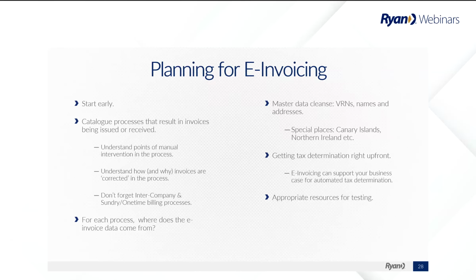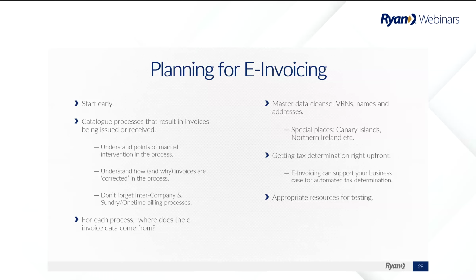So for each of those processes that you document, when it comes to cataloging this list, you want to understand, well, where is my data coming from? Is it coming from the system I'm connecting to? Is it coming from somewhere upstream? That leads on to the next point around master data. So, who is responsible for collecting and maintaining that master data?